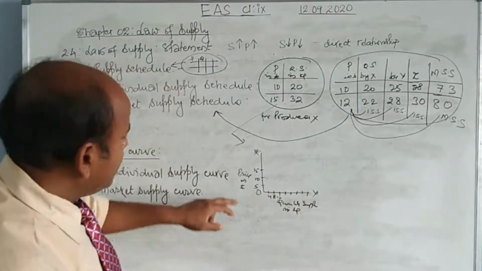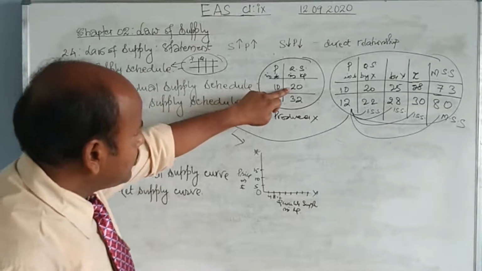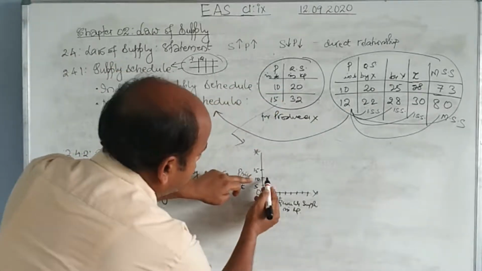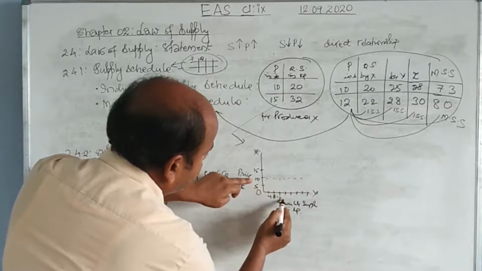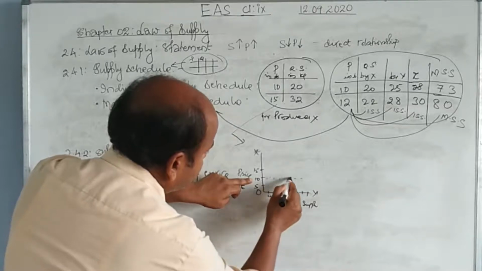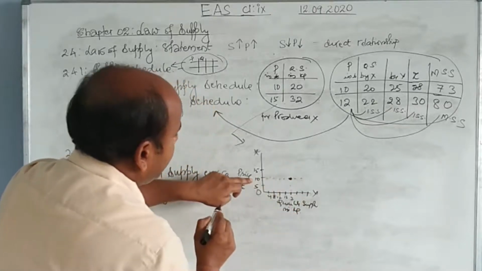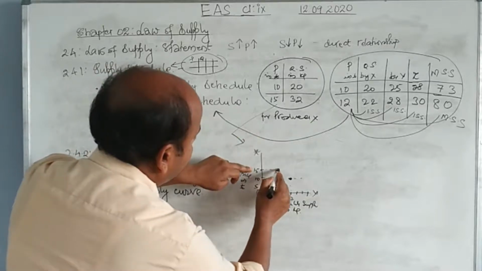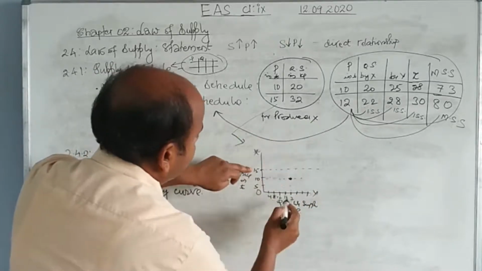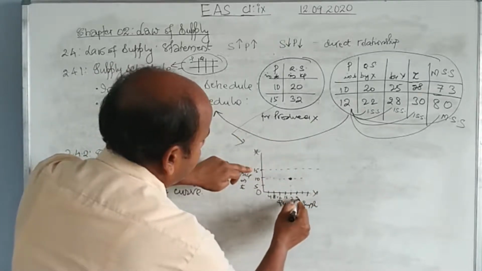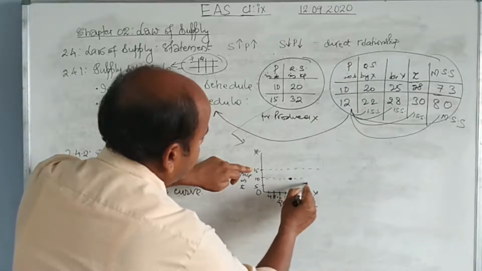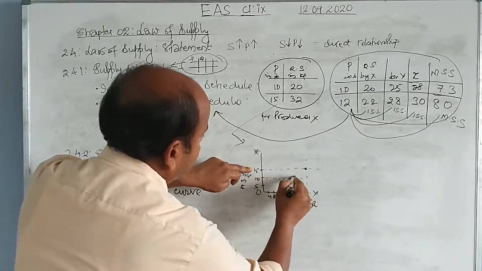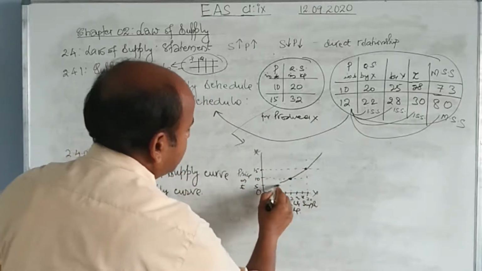Alright. So that means at price 10, 20 kg is supplied. Where does it intersect here? And when the price is 15, 32 kg is supplied. 20, 24, 28, 32. 32 kg is supplied here. Join it. So this is SS.